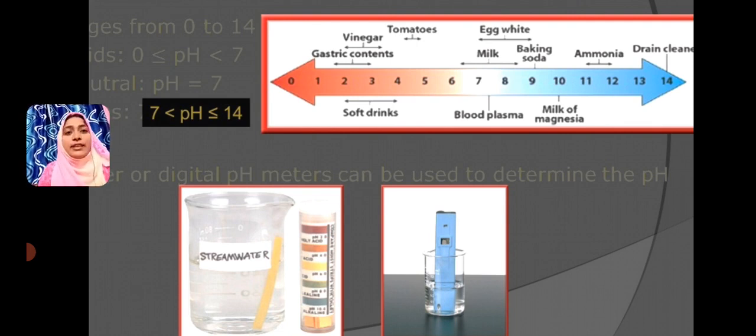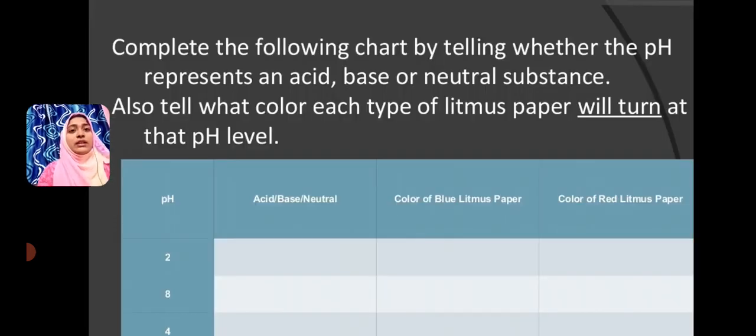So, here we can see the vinegar and the gastric content, which are considered between the 2 to 3 level, and the tomatoes, which have an acidity of 4 to 5. And here you can see the milk, which is considered a base, and here 7 is neutral, here comes water, 7. Baking soda, ammonia, dry cleaning, milk of magnesia, blood plasma, these are all bases.